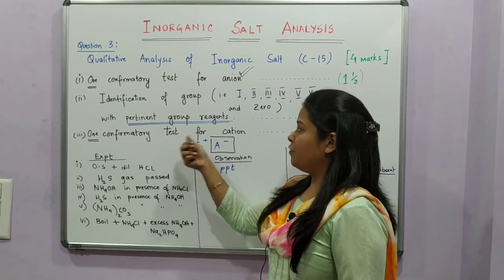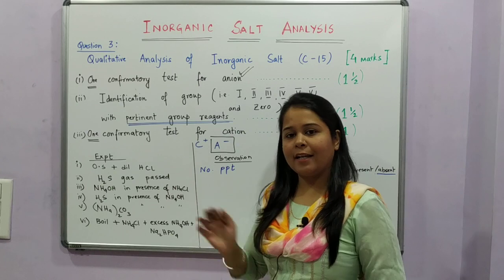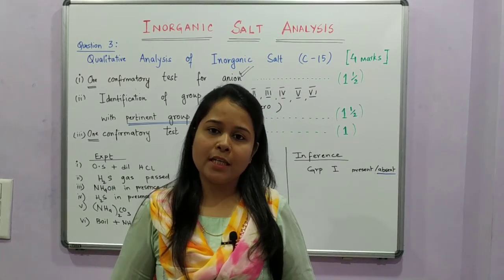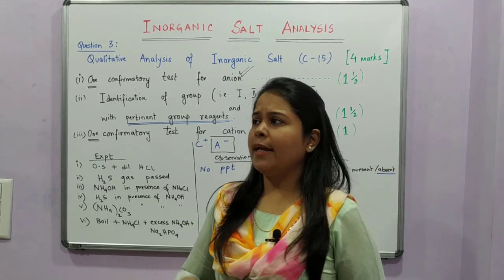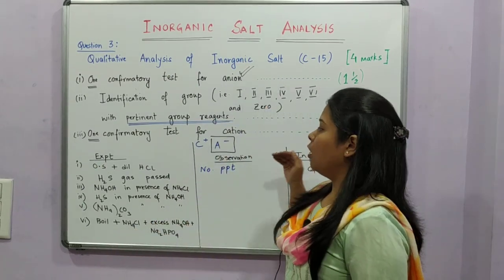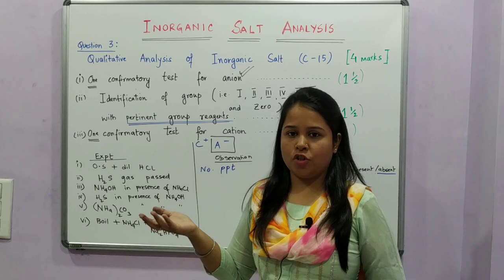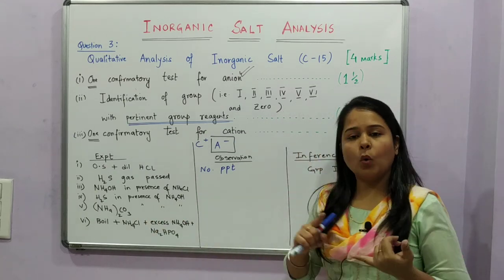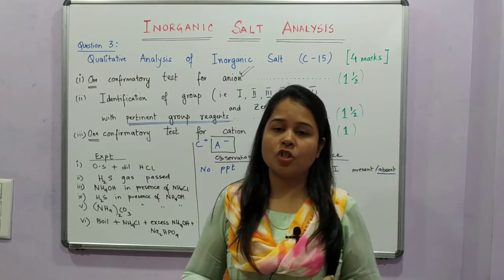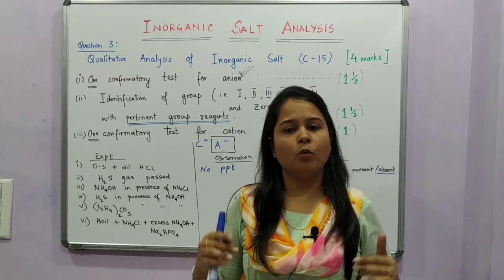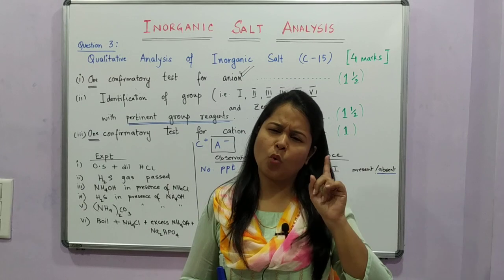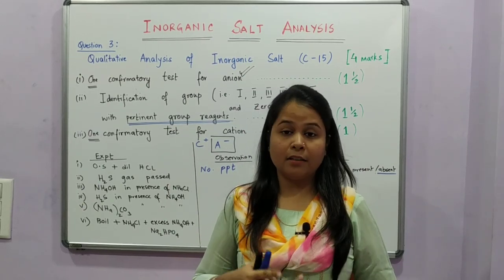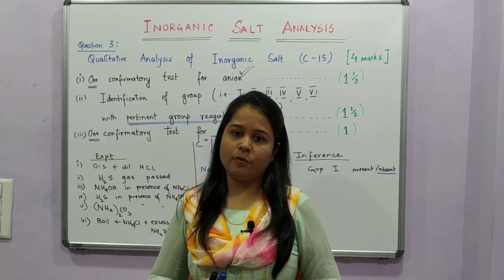So, the confirmatory tests for the anion and cation are both done. Now, the visiting examiner, what is he or she supposed to see? We need not show the observation that we get for the group analysis. What we have to show is only the confirmatory test. You may be doing more than one confirmatory test, but you have to show only one confirmatory test for each cation and for the anion. The confirmatory test has to be shown to the visiting examiner.